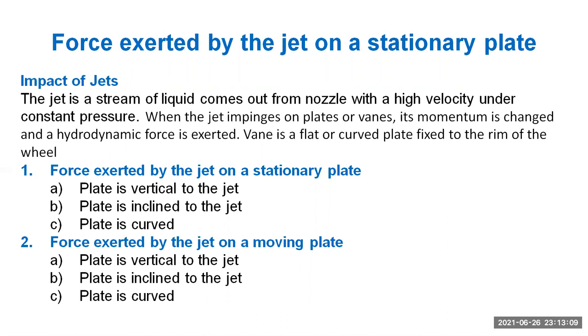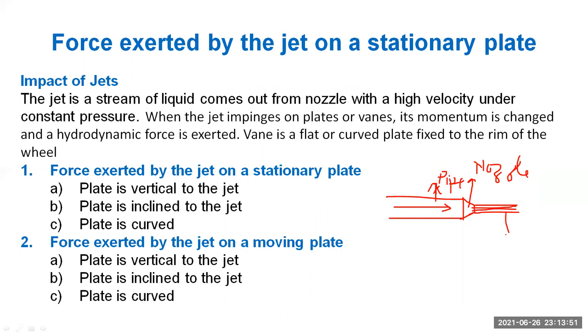So first of all, the module name is impact of jet on vanes. I think you know very well what a jet is. For example, if you take a pipe flow, at the end of the pipe you will have a nozzle, like this. This is a pipe and the water is flowing through it, and this part is a nozzle, and the water which comes through this nozzle is called a jet of water.